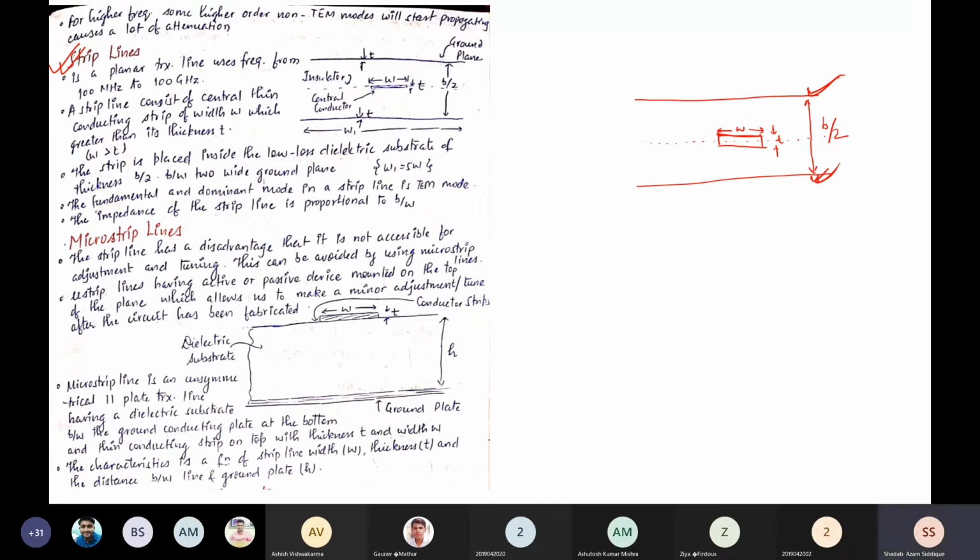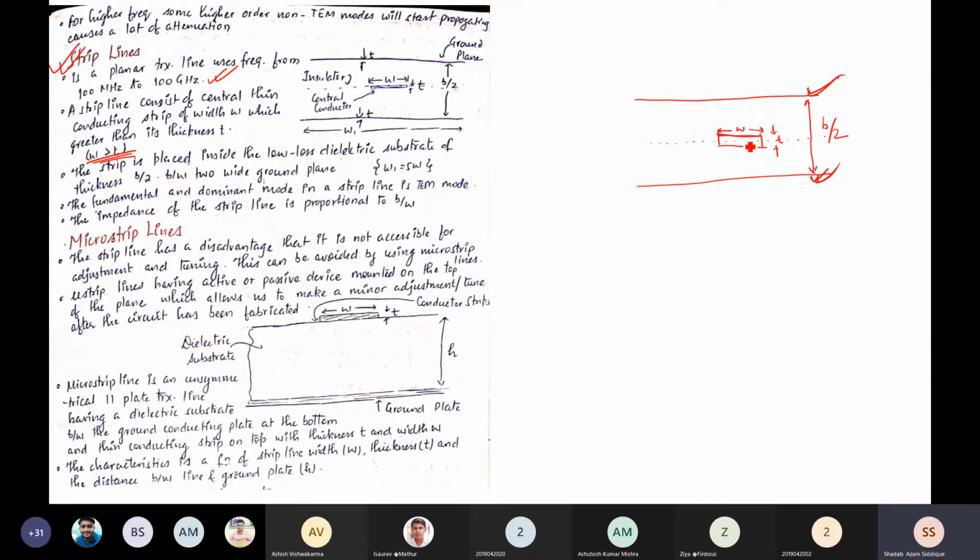So the strip line is also called a planar transmission line, used for frequencies from 100 megahertz to 100 gigahertz. The strip line consists of a central thin conducting strip, width w and thickness t. You should remember that the width should be greater than the thickness t, so the strip is rectangular in shape.